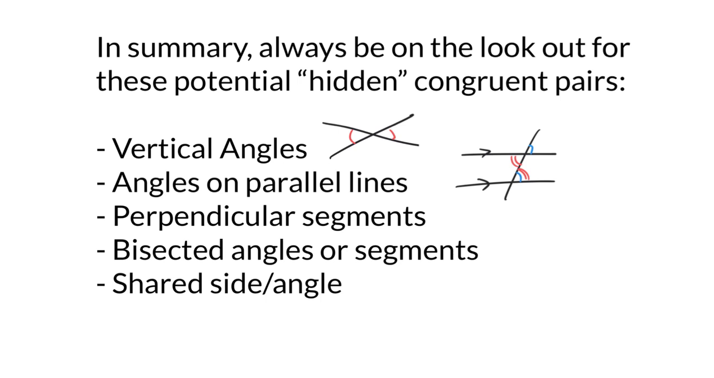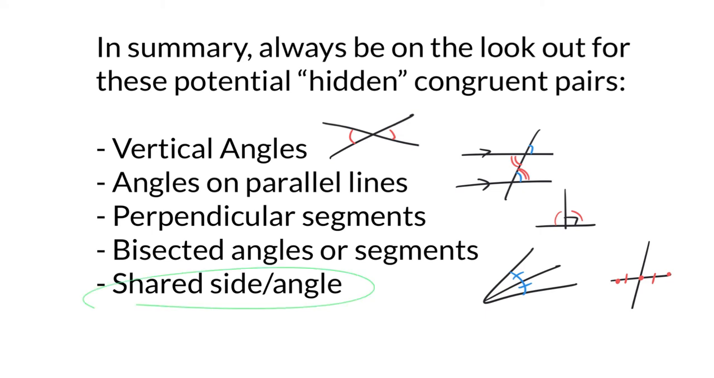I have perpendicular segments. When things are perpendicular, that does actually mean that these angles are congruent to each other. Bisected angles or segments. If I have a bisected angle, I've got right there, and if I have a bisected segment, that means that I could have left and right congruent to themselves, or whatever segment is being bisected, it's created a midpoint. And then lastly, I have those shared angles and sides. Using the reflexive property, I can show that an angle or a side being used in two triangles at once is congruent to itself.